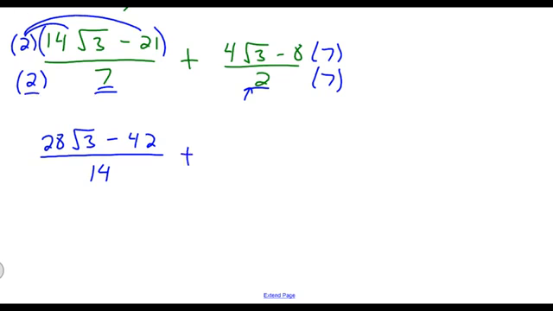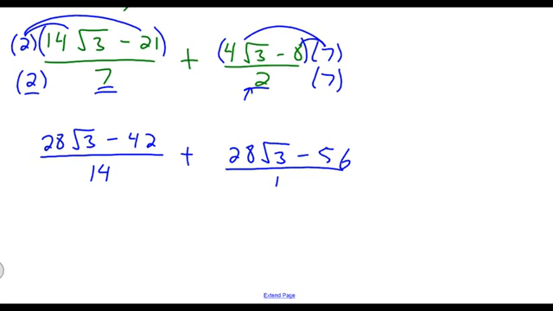Plus, and then we've got 7 times both of those. So we get 28 root 3 minus 56, 7 times negative 8. And that's all over 14 as well now. Okay, so now that I have this, this was a hard question. If you guys got this, that's good on you. That's why I needed the bonus.